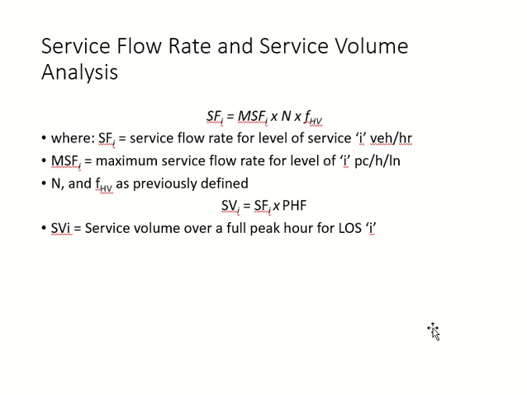What else do we have? N is number of lanes. fHV is for heavy vehicles. And you see in the second equation, we are just taking the value from the first equation and multiplying by the peak hour factor. Any flow rate multiplied by peak hour factor becomes volume. So service flow rate multiplied by peak hour factor becomes service volume. Clear? Okay.